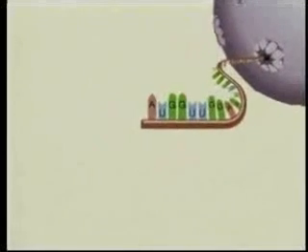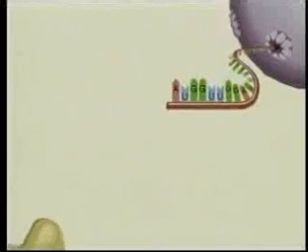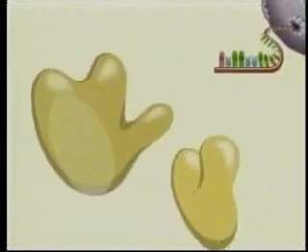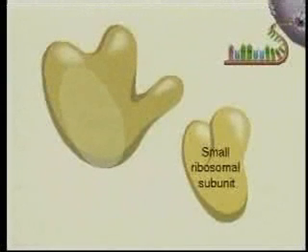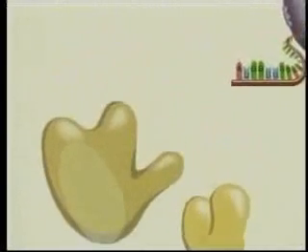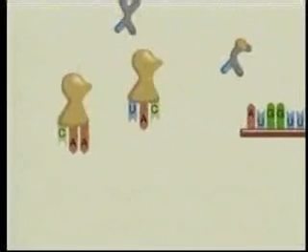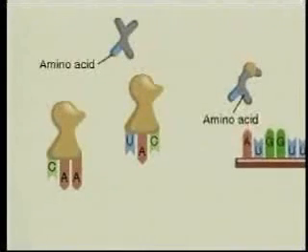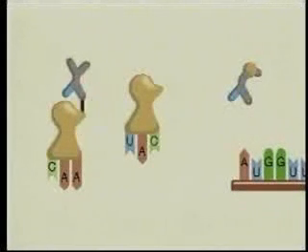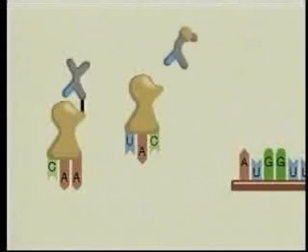The assembly of protein in the cytoplasm takes place on ribosomes. Ribosomes consist of two subunits, a small ribosomal subunit and a large ribosomal subunit. Floating within the cytoplasm are amino acids and transfer RNAs, or tRNAs. Each kind of amino acid binds to one specific type of tRNA.